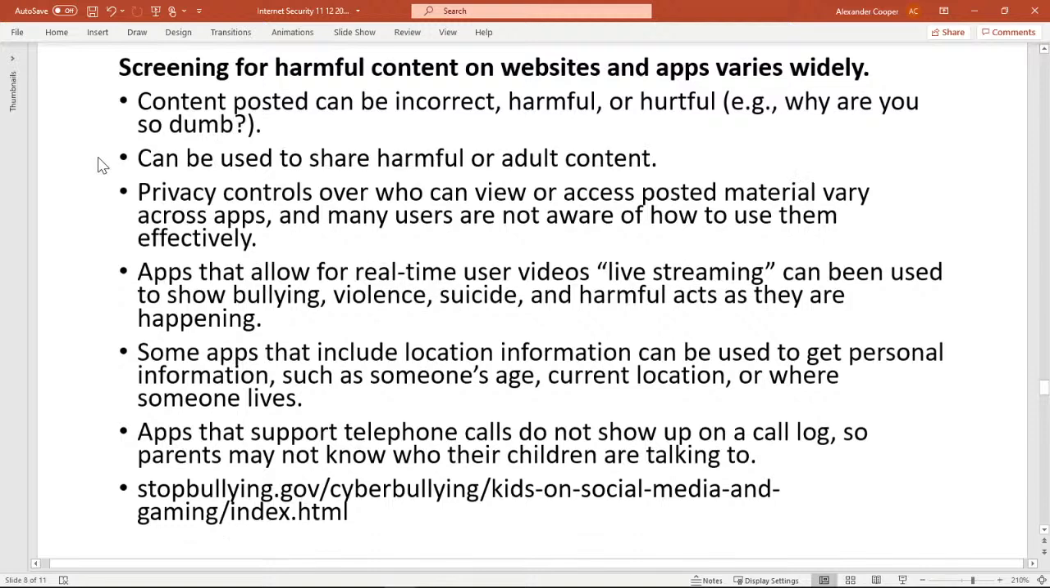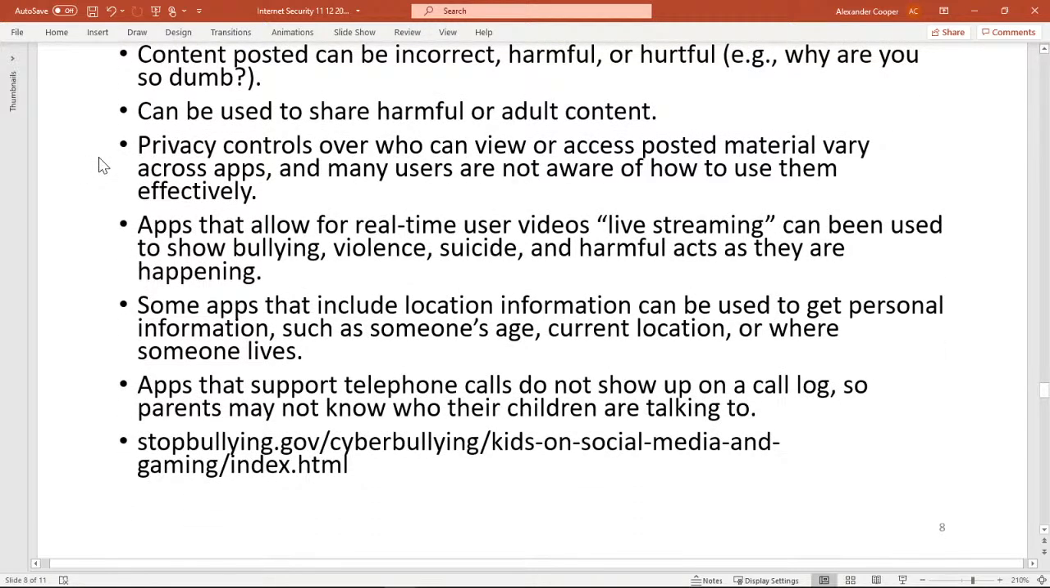Apps that allow for real-time user videos to live stream can be used to show bullying, violence, suicide, and harmful acts as they are happening, because it's live streaming. Some apps that include location information can be used to get personal information such as someone's age, current location, or where someone lives. Okay. Apps, and some folks using them, younger folks or older folks, it doesn't matter.